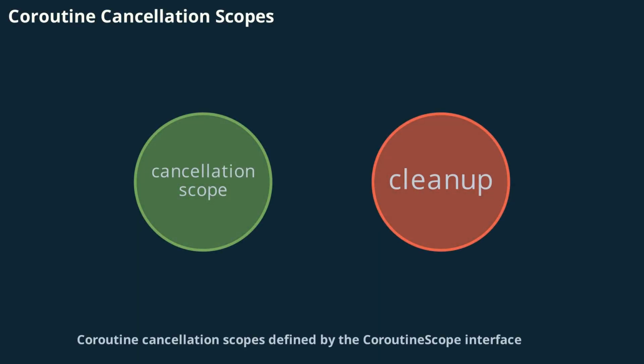Coroutine cancellation scopes, defined by the CoroutineScope interface, allow you to create a scope within which coroutines are launched and managed. When the scope is canceled, all coroutines launched within it are canceled, ensuring proper cleanup and termination.